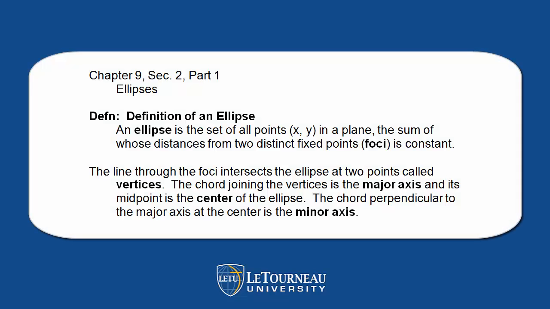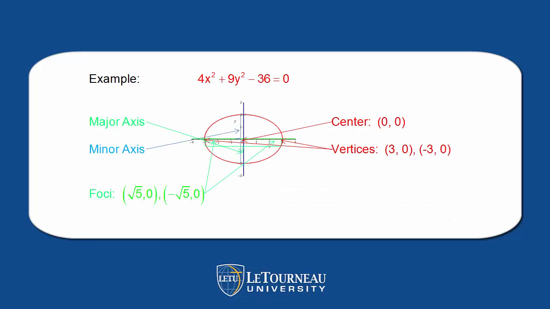Now let's study the third conic section. It's an ellipse. An ellipse is the set of all points in a plane, the sum of whose distances from two distinct fixed points called foci is constant. The line through the foci intersects the ellipse at 2 points called vertices.